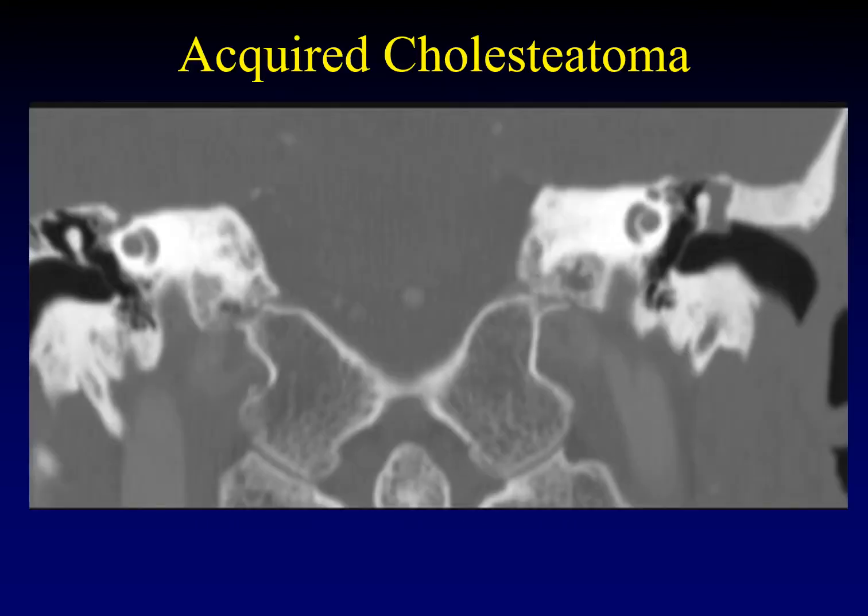This is the classic appearance of an acquired cholesteatoma. The best way to look at this is with a coronal CT. So that's what we have here, coronal CT. Before we talk about the involved side, let's look at the normal anatomy. On the normal side, here's the external auditory canal. There's the tympanic membrane. Here's the malleus and the umbo connected to the tympanic membrane.